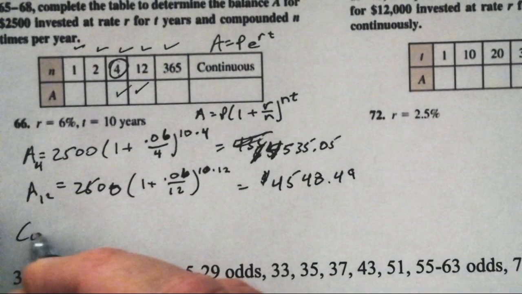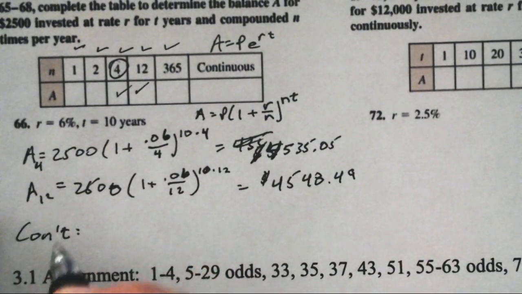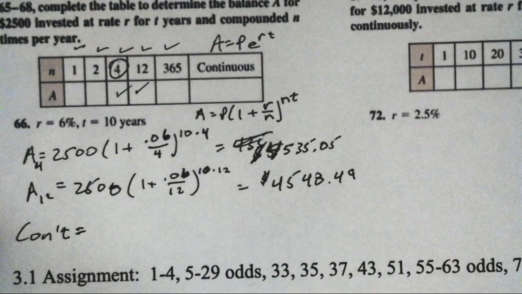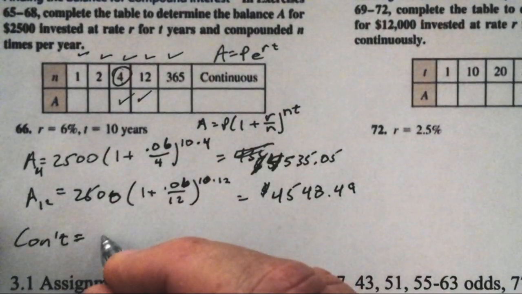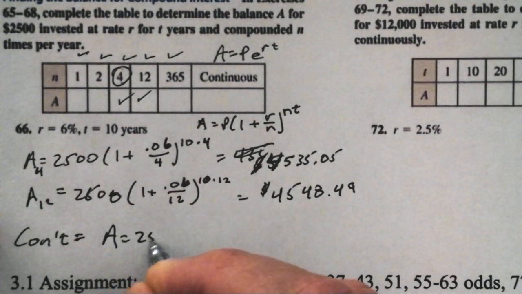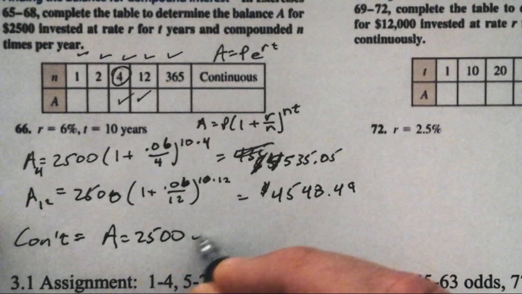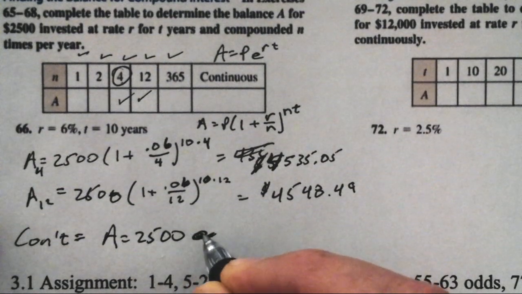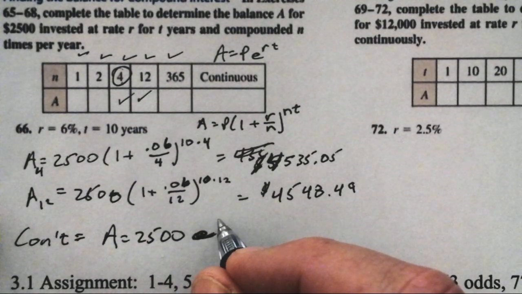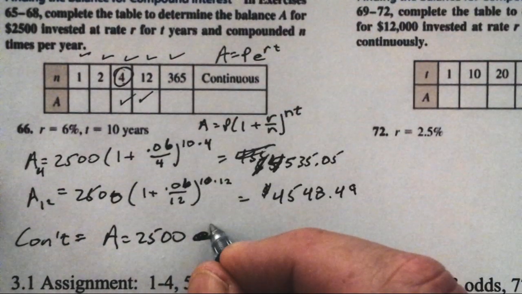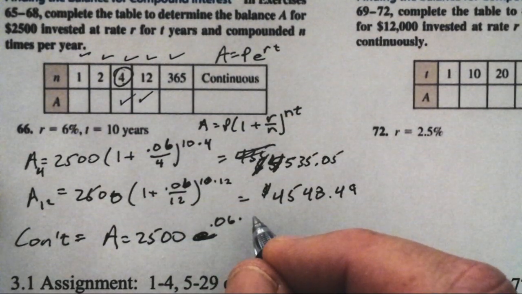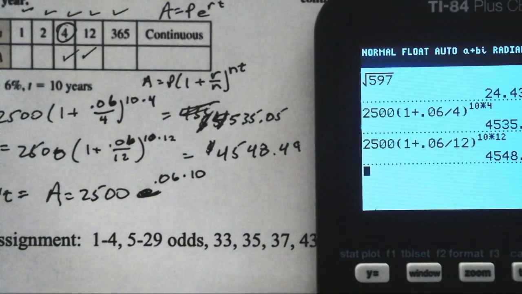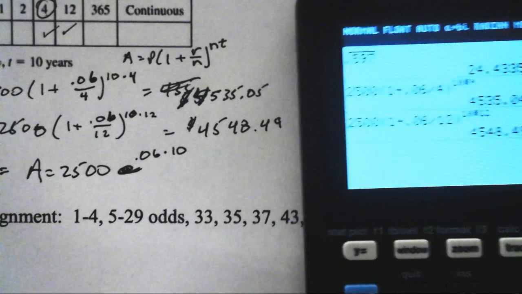But then continuous compounding has its own formula, and that's a formula that we use not really for money, but in chemistry quite a bit. It would be the amount equals the amount we started with, the principal, 2,500, e to the rate, 0.06, times time, 10 years. So let's find that one.